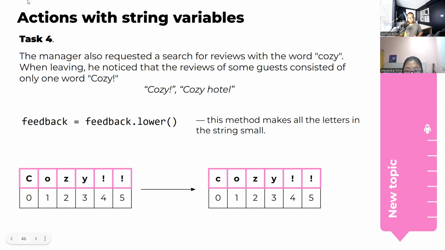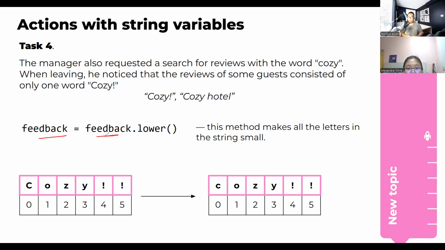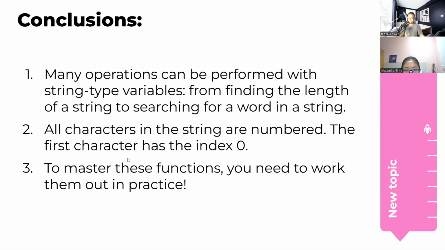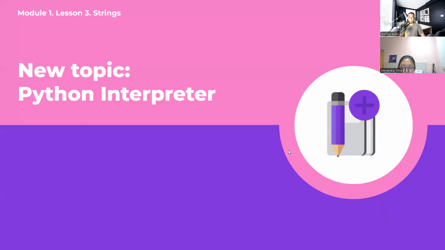And by the way, you still have to use the same variable. Feedback equals feedback dot lower. It means you have to keep it in the variable. For the lowercase, you can use dot lower, but for the uppercase, you can use dot upper. Do you get it? If you use it, it means you will change all the letters to lowercase. So far, so good. Is there any question? No. Okay, let's try to continue. Now let's try to learn about the Python interpreter.